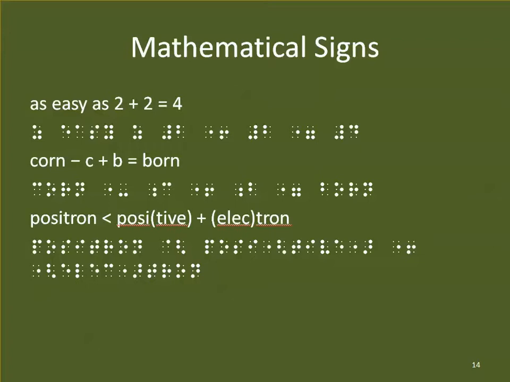So even though it doesn't mean less than in this case, it still looks the same in print, so we're using the same Braille symbol. So we're using that dot 4 and then 2, 3, 6. And then positive with our parentheses there, new plus sign, and electron with the parentheses included where we see them.